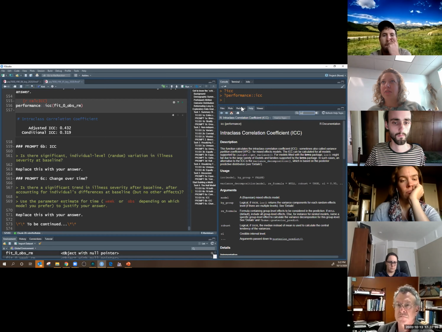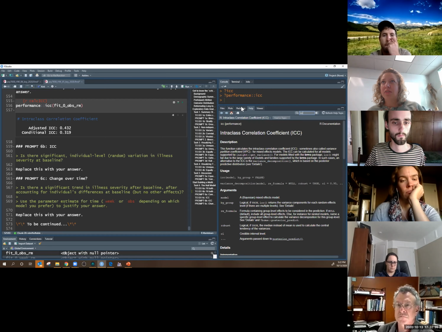So every help page is written in a similar format, right? At the top, it tells us the function and the package name, gives us a little description, usage, arguments, but I want to look at this details section here. This one gives you a lot of good help. What does ICC tell you? ICC tells you the proportion of variance that is explained by the grouping structure in the population. So it's telling us in this example, the proportion of variance in illness severity that is explained by person-to-person differences.